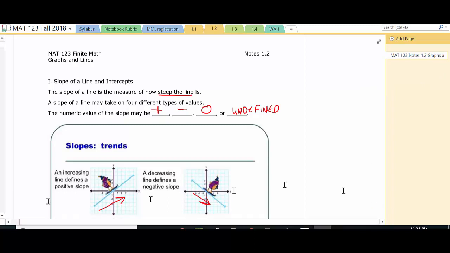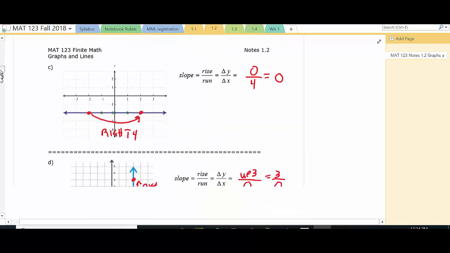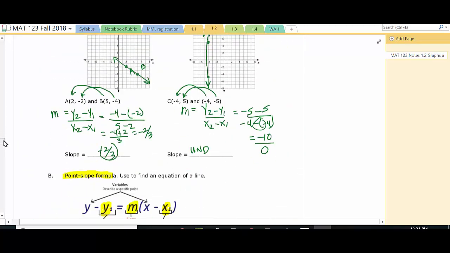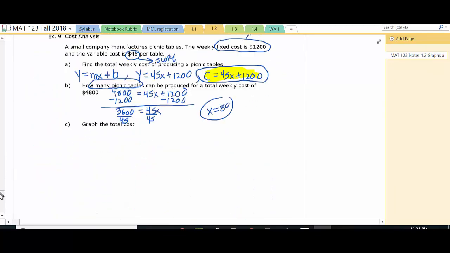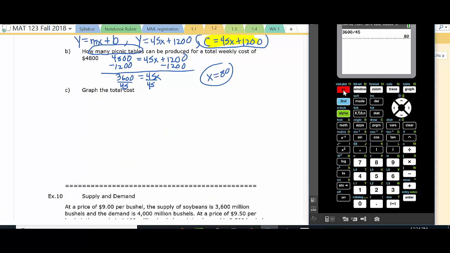Okay, so let's go ahead and get this on the calculator now. So I think I'm okay. Okay, I got your calculator out. And what you want to do is put in that cost function. Do this with me, because it's kind of important you do this with me in class. So you're going to go y equals and put in 45x plus 1200. Okay, like that. You're going to put that in, and we're going to graph this now.